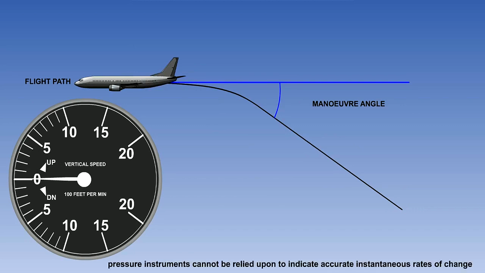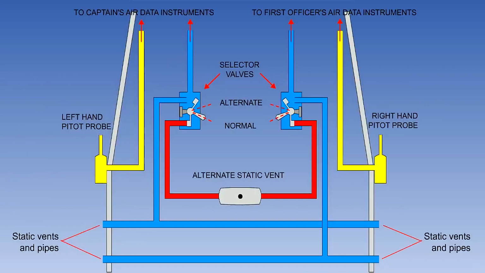Watch what happens to the reading when the aircraft levels off, and we can see that the VSI reading is not an accurate representation of the aircraft's actual flight path. The lag in pressure instrument readings can persist for some time after the event, and therefore pressure instruments cannot be relied upon to indicate accurate instantaneous rates of change. The higher the altitude of the aircraft, the longer the error will be likely to last.